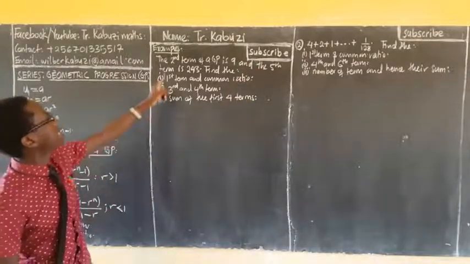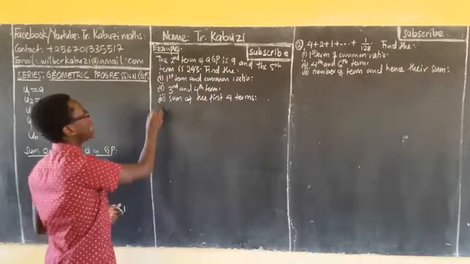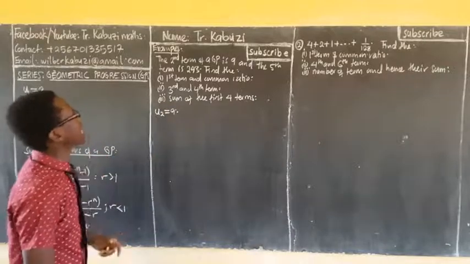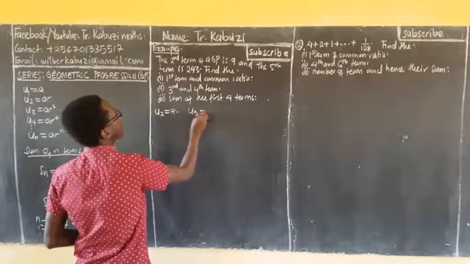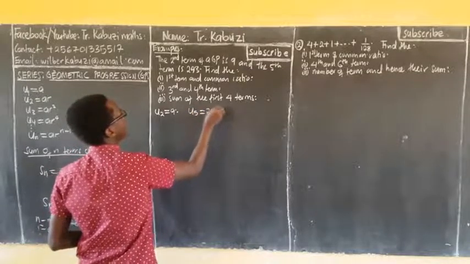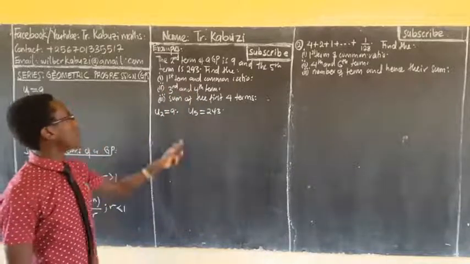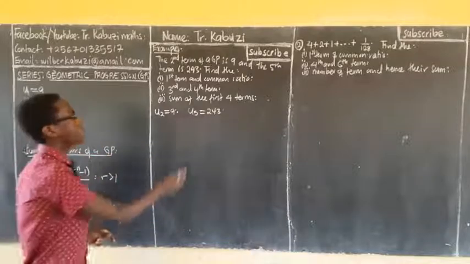Now they are telling us that the second term of a GP is 9. We summarize the question. The second term is 9. And also they are telling us that the fifth term is 243. Find the first term and the common ratio. Now, we know what the second term is, and I know what the fifth term is.